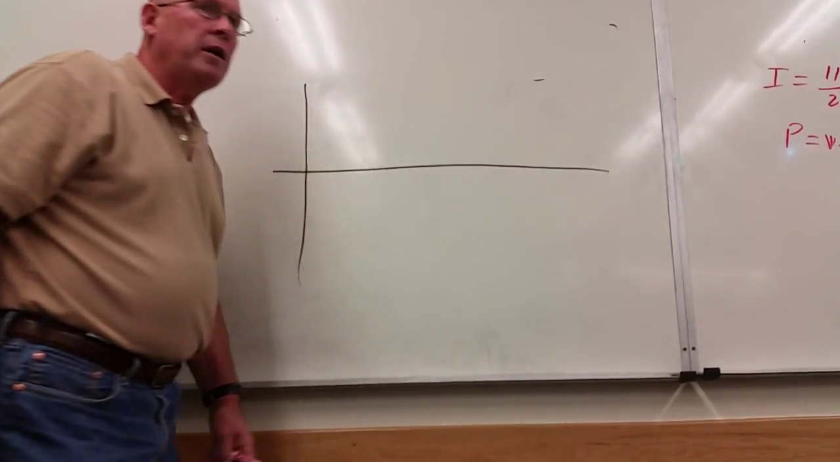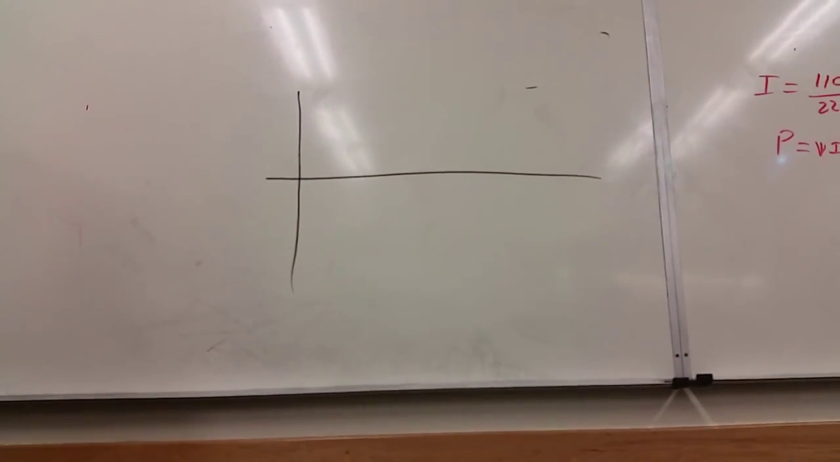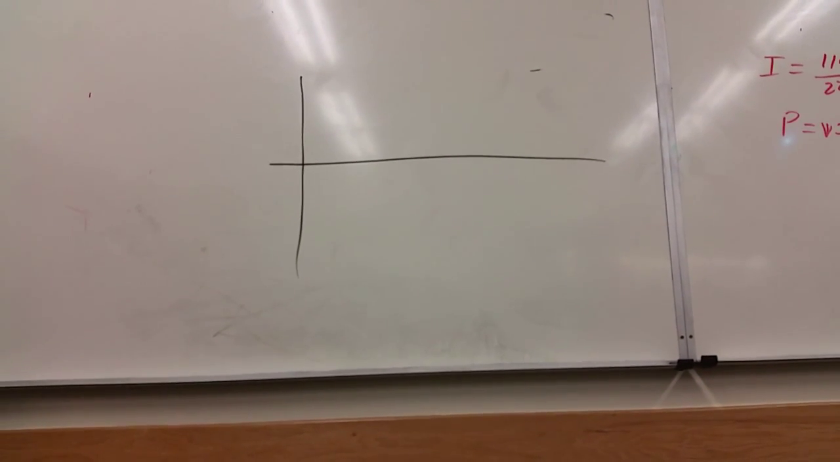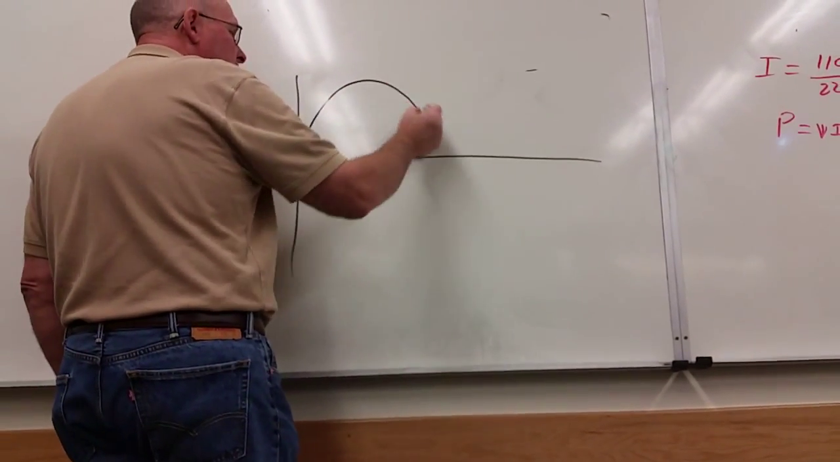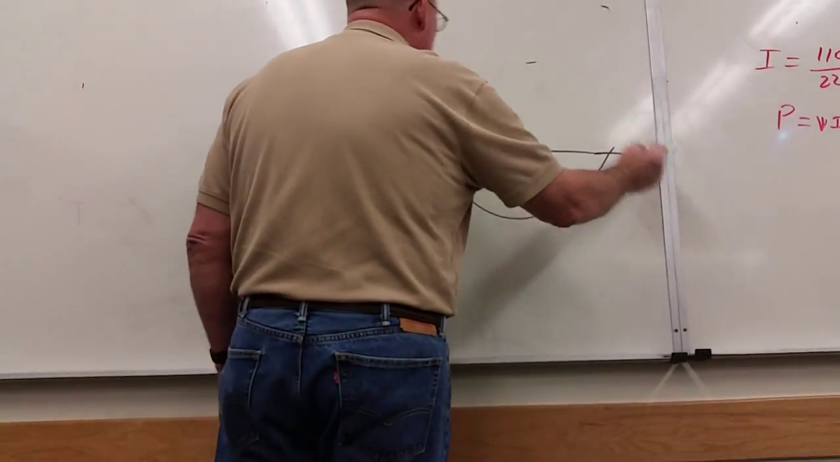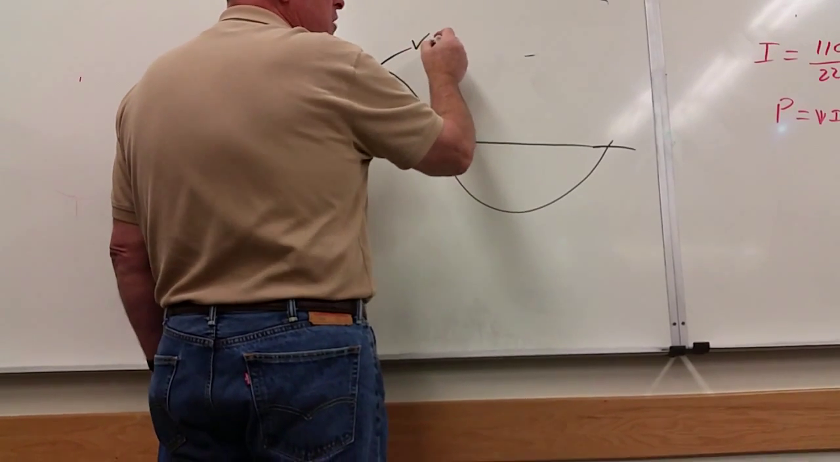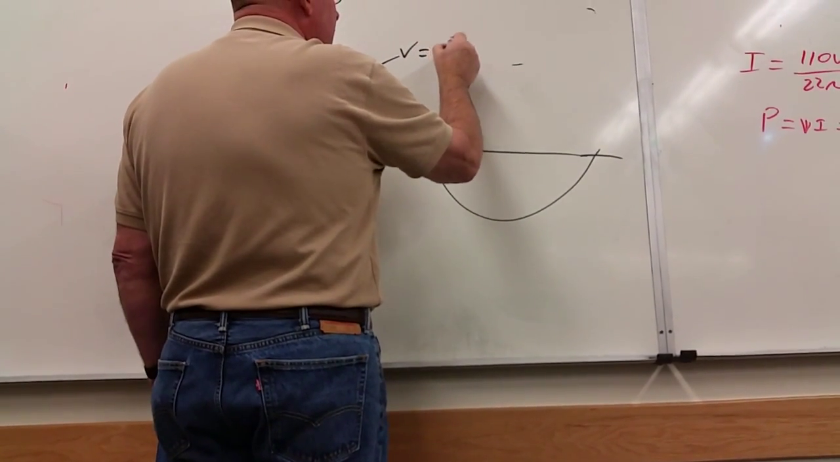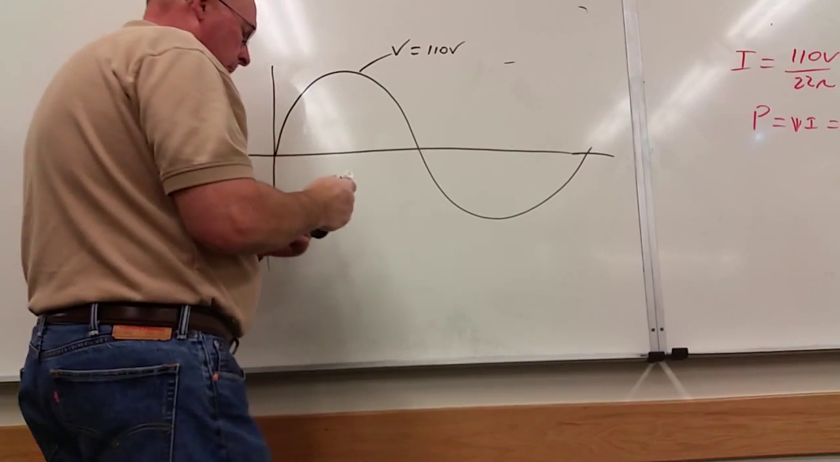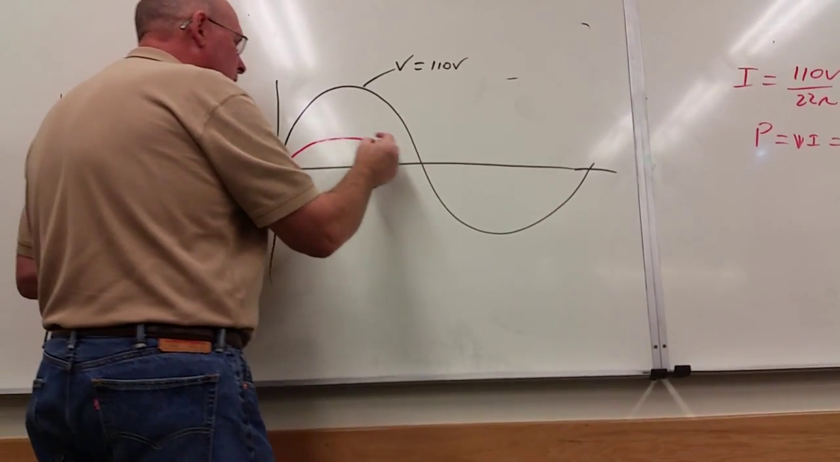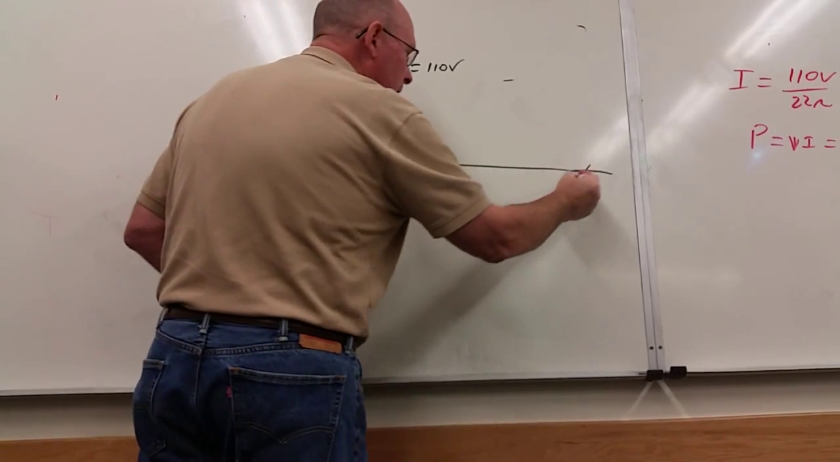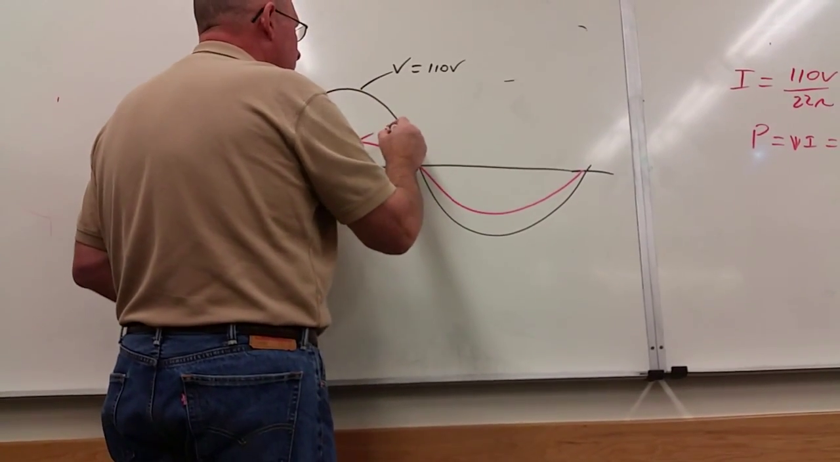Now remember, we talked about resistance. Resistance, voltage, and amperage are what? They're in phase, aren't they? So if this is my voltage diagram, and this is my 110 volts, my current would look like this, and it mirrors it. This would be my 5 amps, right?